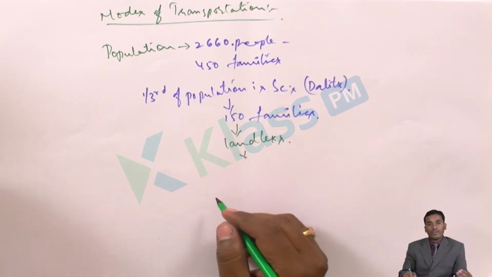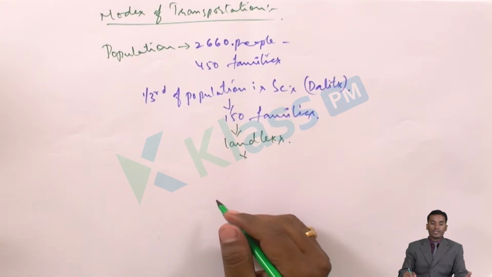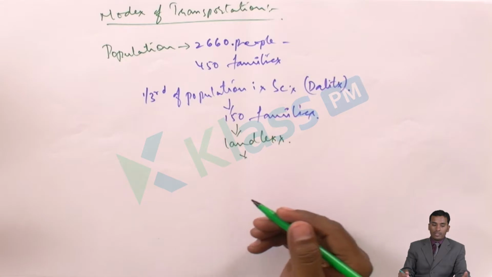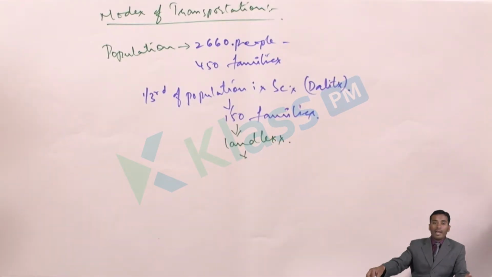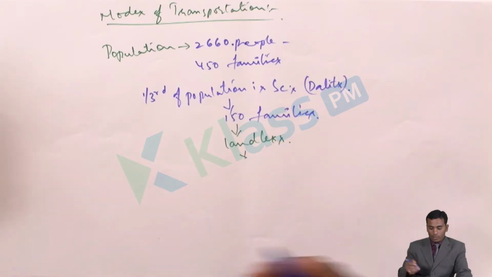So what type of cultivation did people do in Rampur? That we will be learning. That is land and other natural resources. We have already learned about different types of land and other factors. Now we will be learning about land and other natural resources.